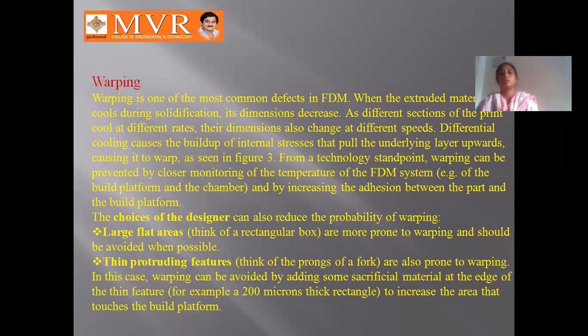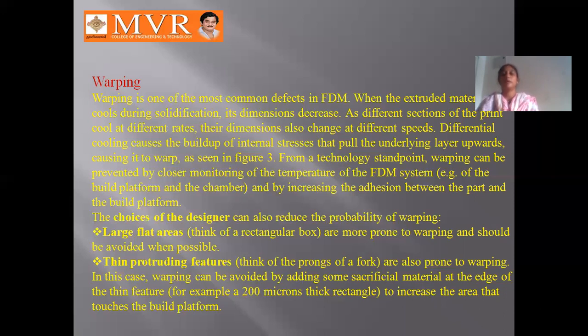From a technology standpoint, warping can be prevented by closer monitoring of the temperature of the FDM system and by increasing adhesion between the part and the build platform. The choices of the designer can also reduce the probability of warping. It is one of the most common defects of FDM, which can be identified throughout the process. Next, large flat areas.